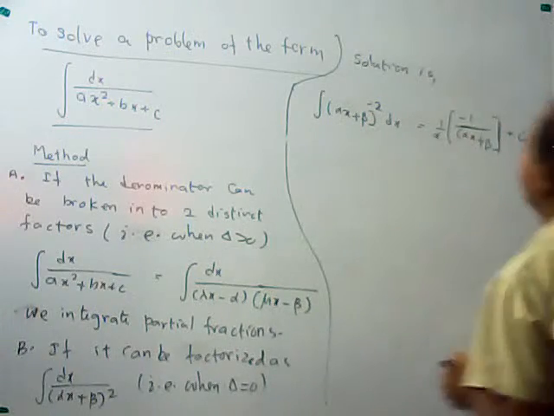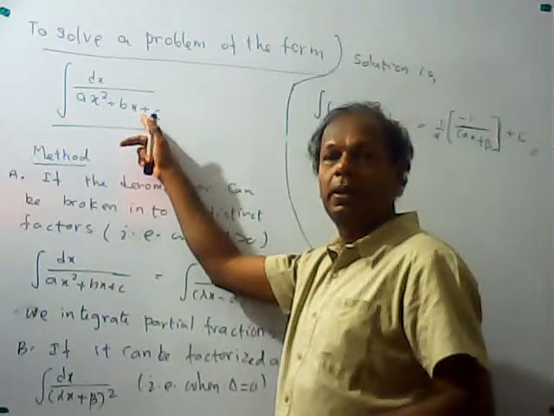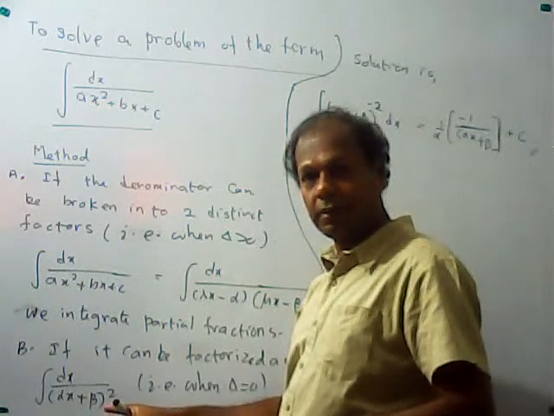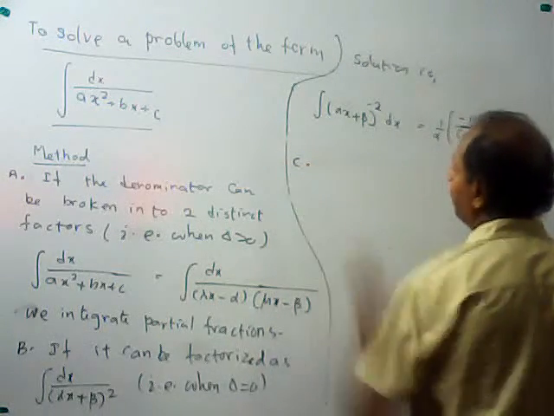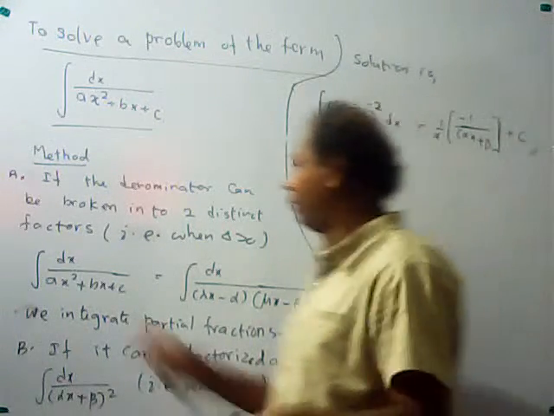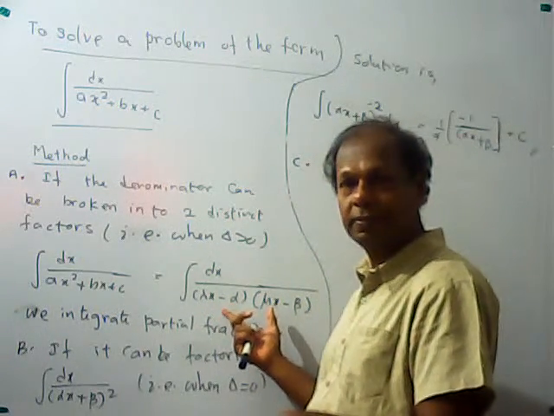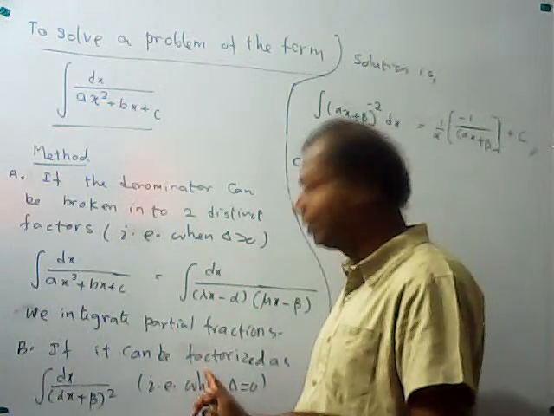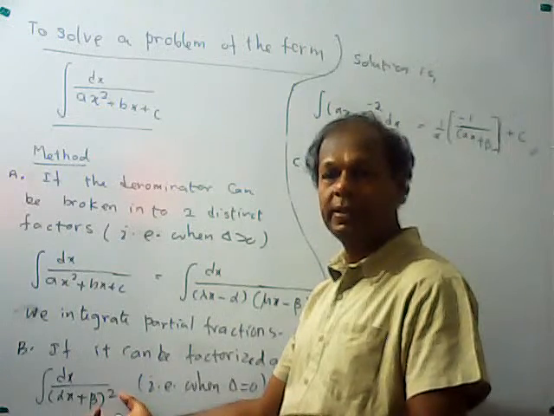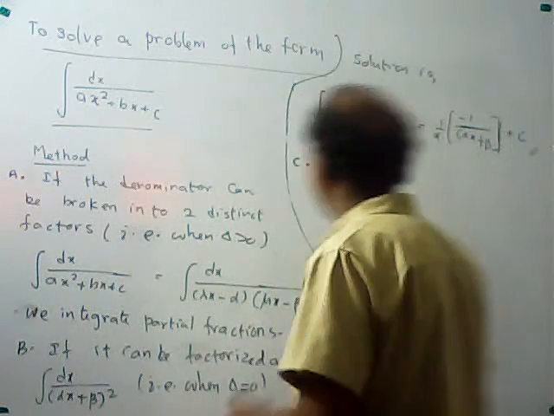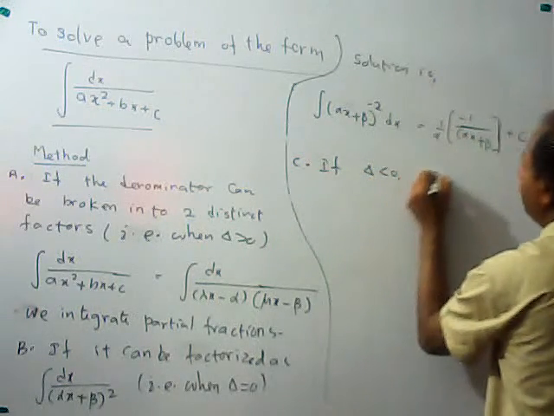If this can be expressed as a perfect square, right? If delta is greater than 0, you will get two distinct factors in the denominator. If delta is equal to 0, it's a perfect square, right? If delta is less than 0, you can't factorize it. No factors.